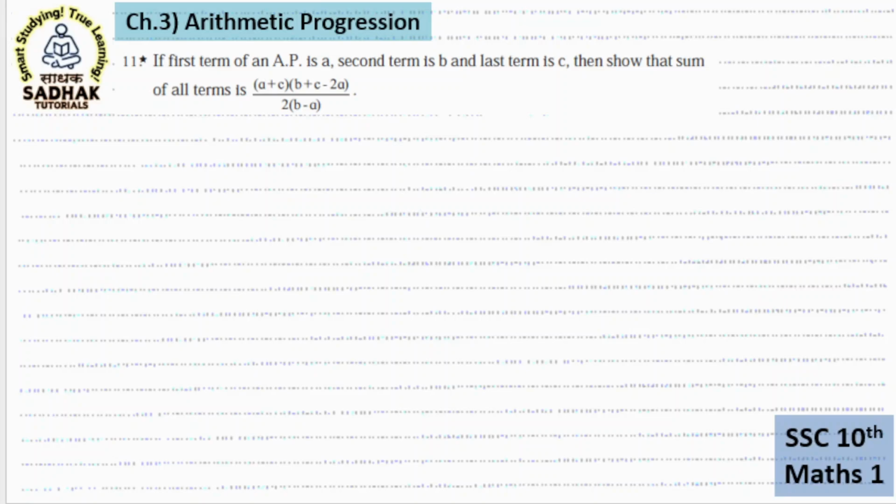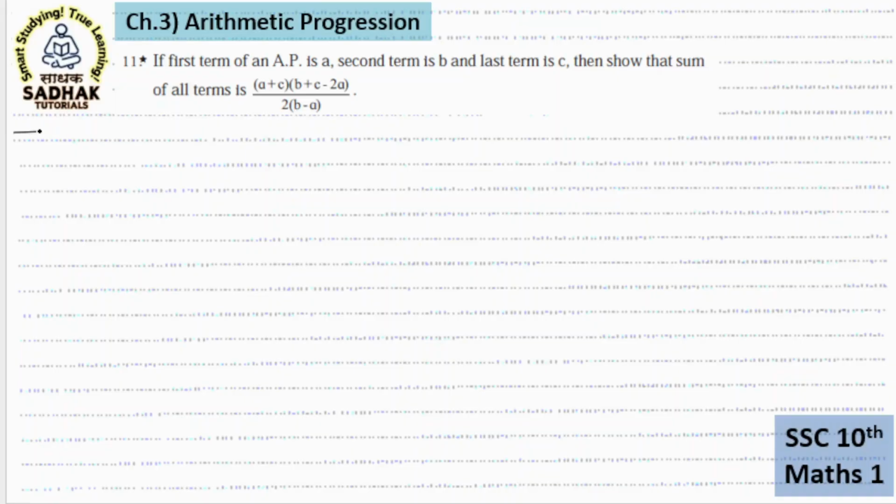Okay, so now we are solving sum number 11 from problem set 3 of maths 1, arithmetic progression. The sum is as follows. If the first term of an AP is A, the second term is B, and the last term is C, then show that the sum of all terms is (A + C)(B + C - 2A) upon 2 multiplied by (B - A). So this is what we have to prove.